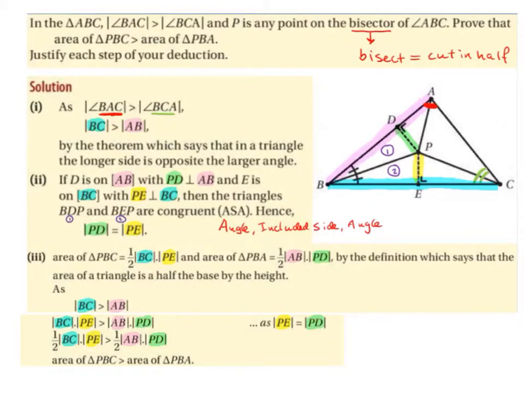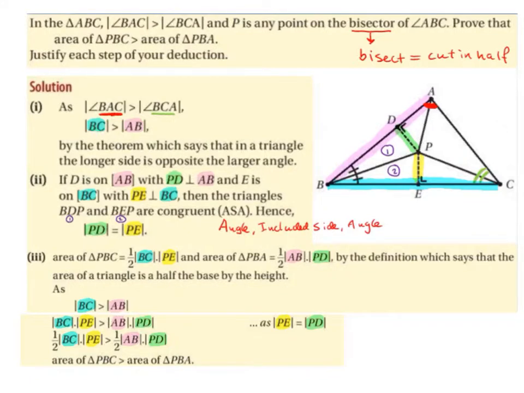So we have PDB, that angle is a right angle. And we have BEP, that's also a right angle. We have this common angle here, because remember BP is the bisector of the angle, so these angles must be equal. And then we have the common side, which must obviously be equal because it's common.